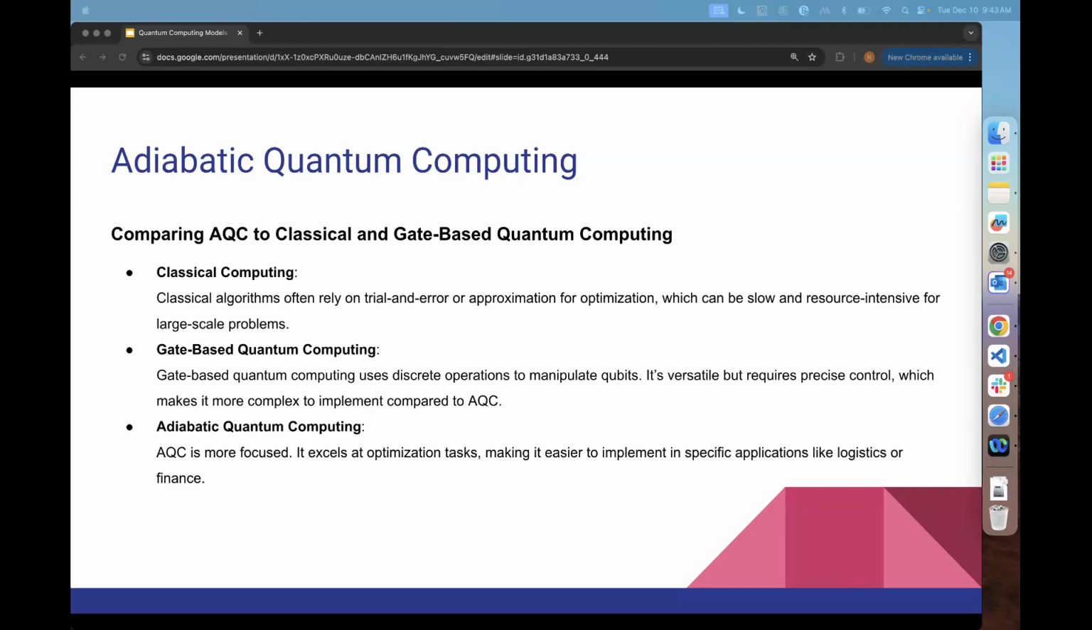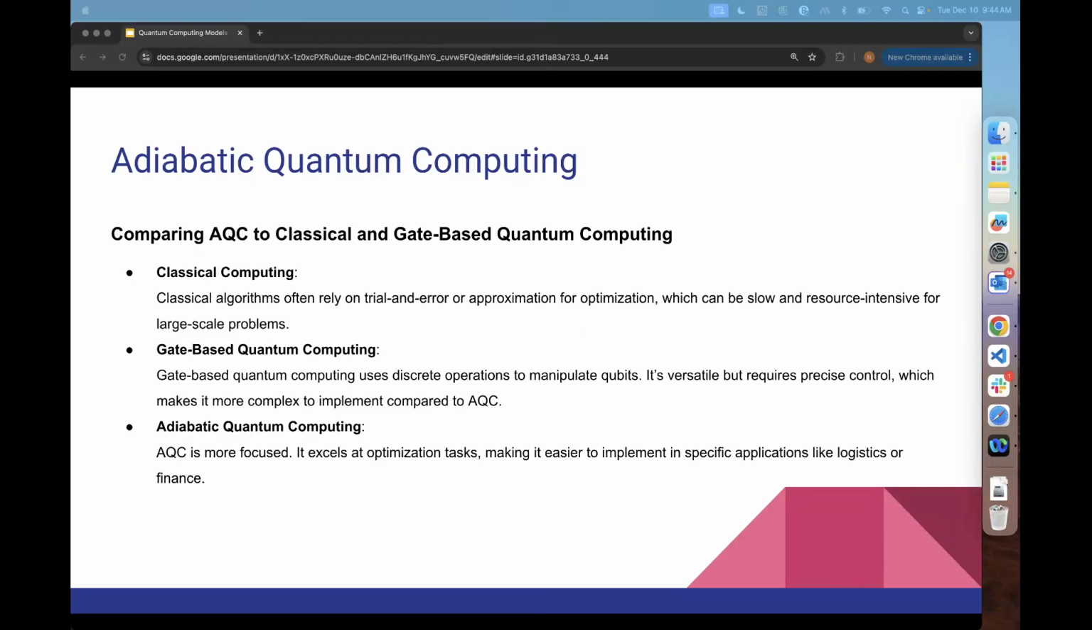When comparing adiabatic quantum computing to classical computation or gate-based quantum computing that we discussed earlier: in classical computing, we start with trial and error approaches. Adiabatic quantum computing completely avoids this trial and error approach, making it faster and more efficient for large scale problems.